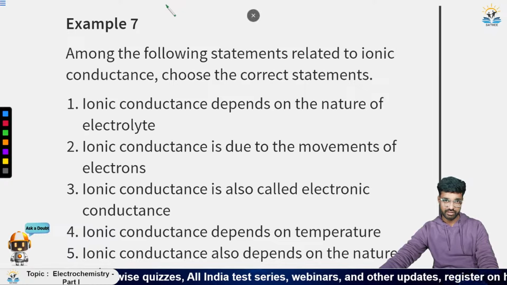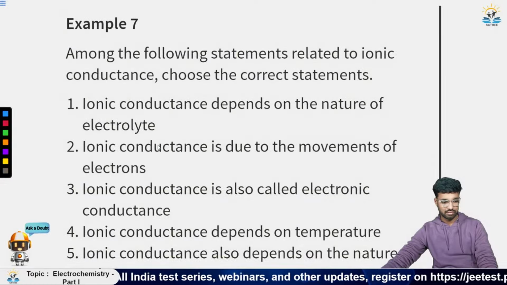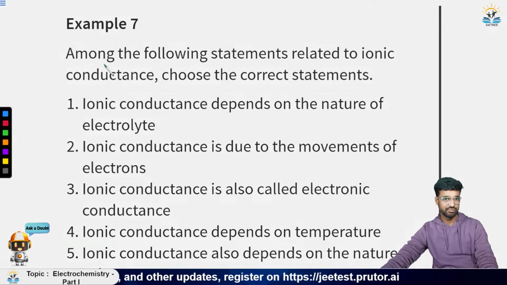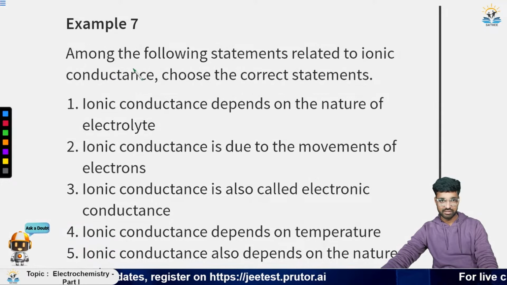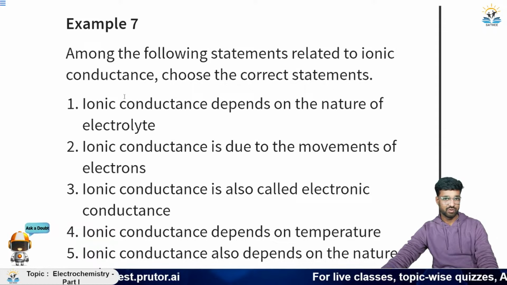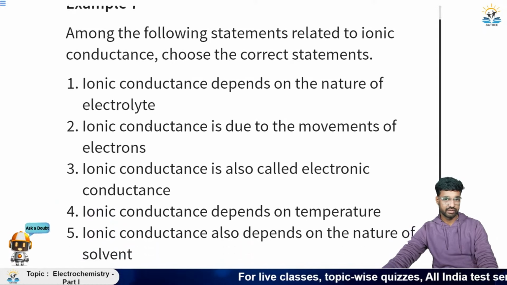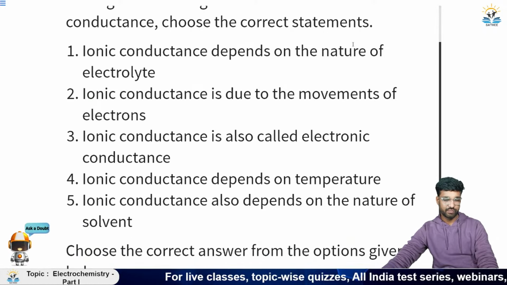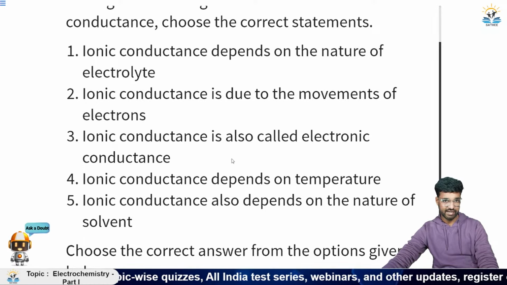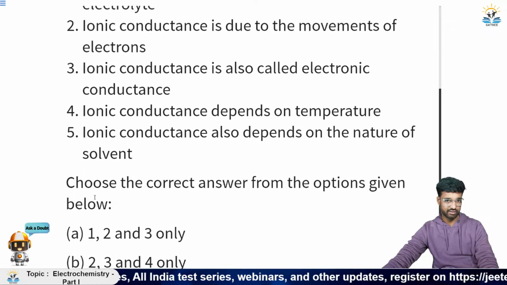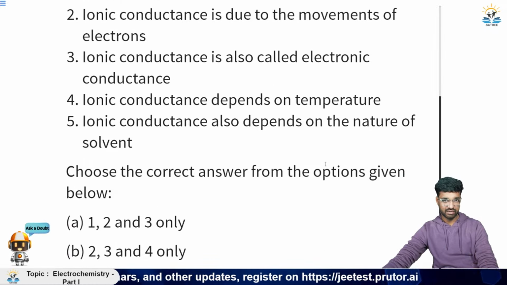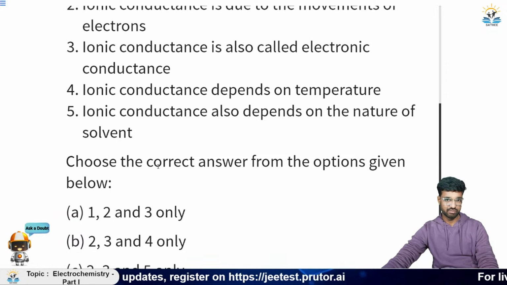Now the next question says, I will not solve this because it is a theoretical question, you have to do it by yourself. I'm just making the statements clear. Among the following statements related to ionic conductance, choose the correct statements. The ionic conductance depends upon the nature of electrolyte. Ionic conductance is due to the movement of electrons. Ionic conductance is called electronic conductance. Ionic conductance depends on temperature, and ionic conductance also depends on the nature of solvent.